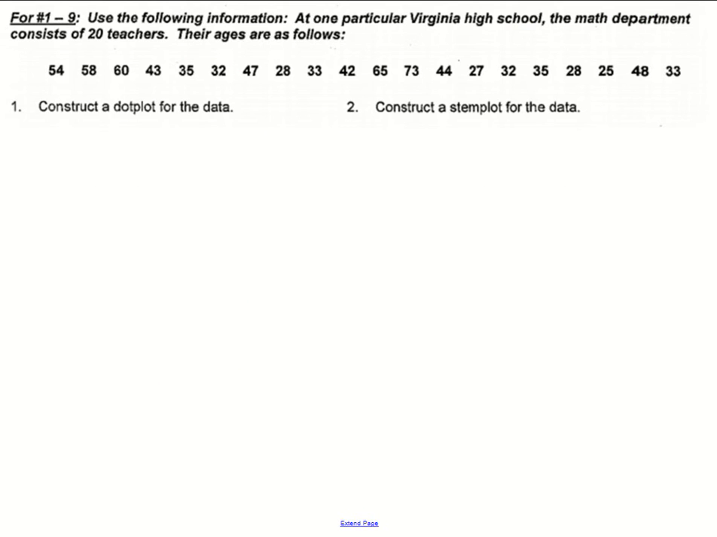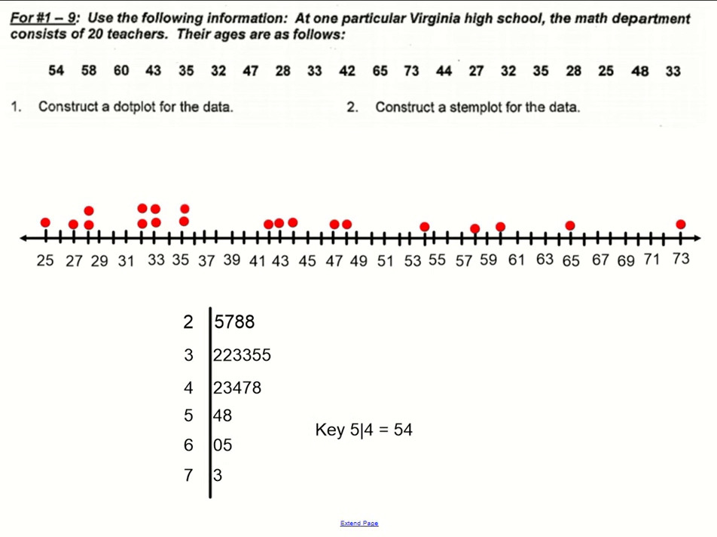Alright, so let's move on to making some stem and leaf plots and some dot plots. Here we have a particular Virginia high school. The math department consists of 20 teachers and their ages are as follows. I want you to construct a dot plot for the data and a stem plot for the data. As you're constructing these, think about which one would probably be a better representation of this data. Pause the video here and make your own.